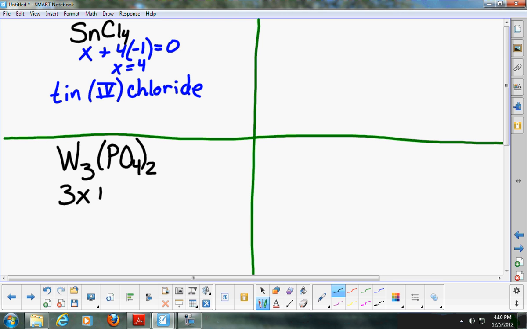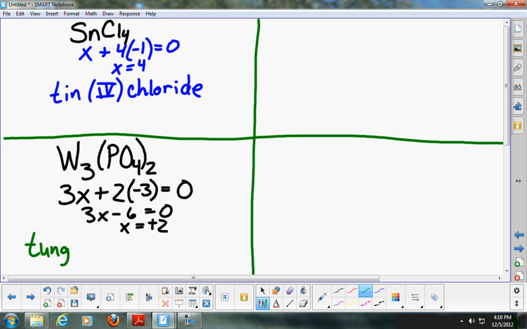So 3X plus 2 times a group PO4. Now you look on the back of your periodic table, find PO4, and it happens to be under the -3 column. That has to equal 0. So I've got 3x minus 6 equals 0. And if we solve that down, x is going to equal a +2. So we would write for the final name, tungsten, Roman numeral 2, and then phosphate.